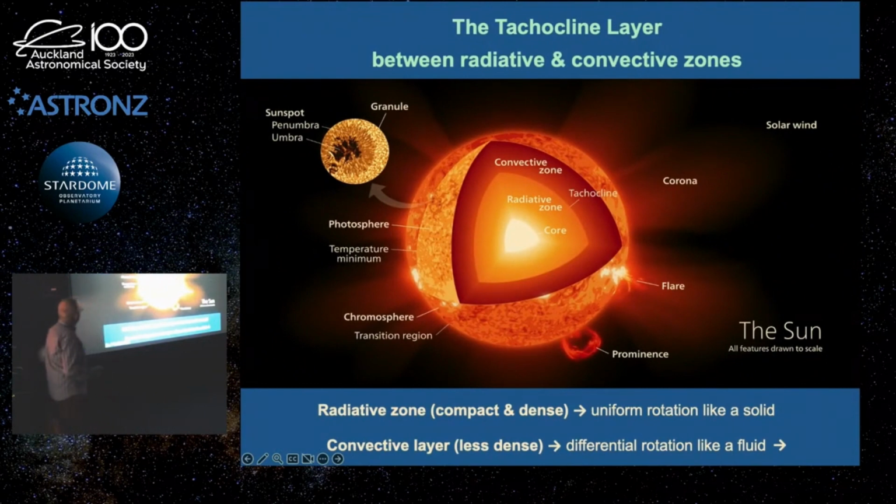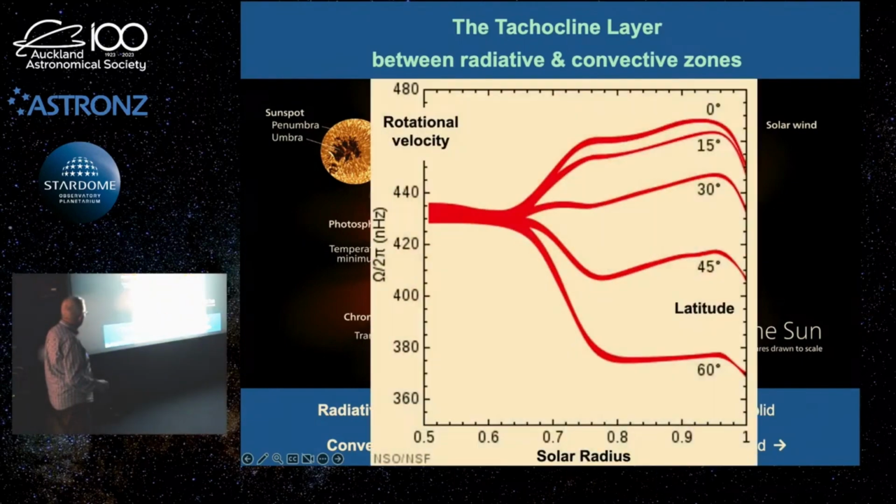So the tachocline layer. Here's your radiative zone, here's your convection zone up here, and right in between here, that's the tachocline layer. Remember, the radiative zone has uniform rotation, and the convective layer has differential rotation like a fluid. This just illustrates it quite nicely. So here's a graph. You've got your rotational velocity, and they've put it here as omega over 2 pi.